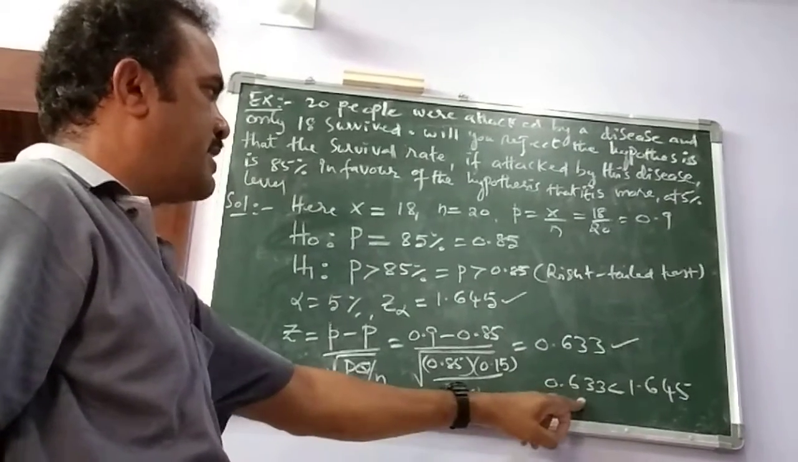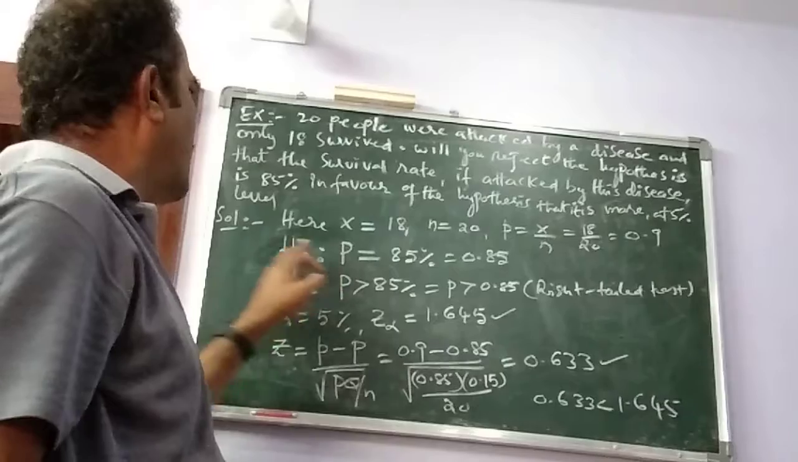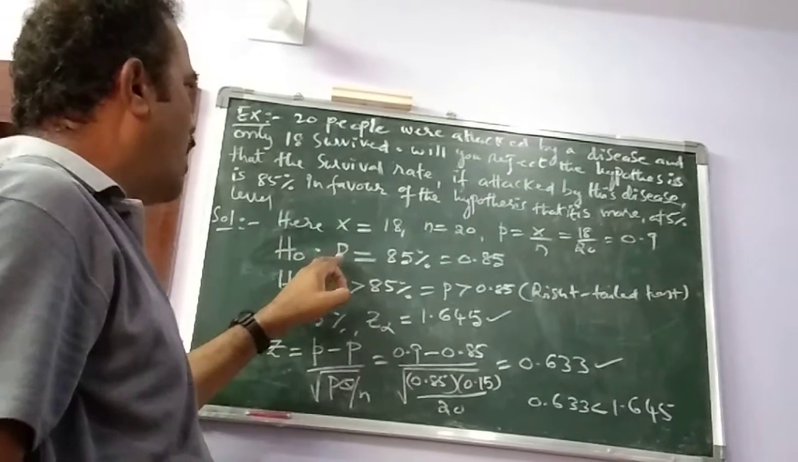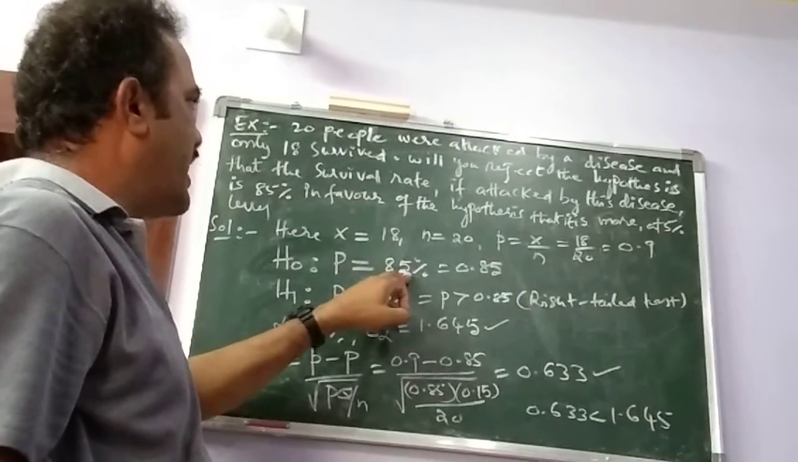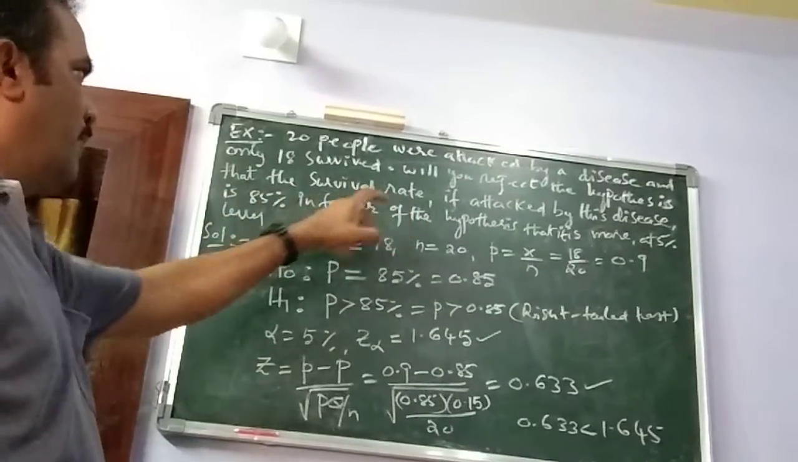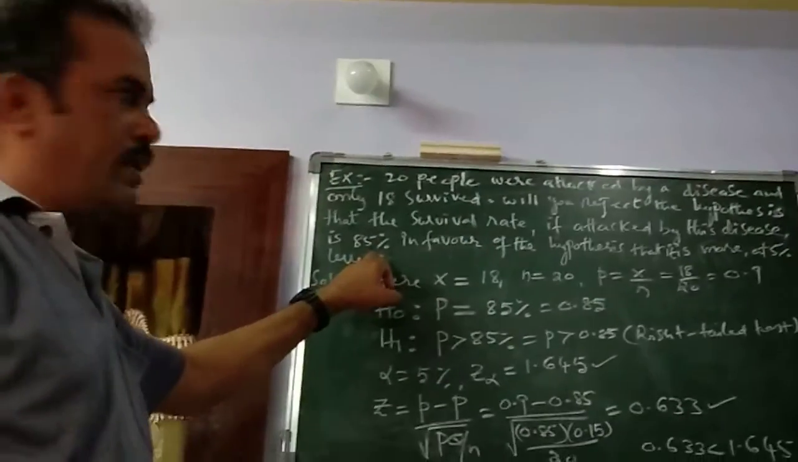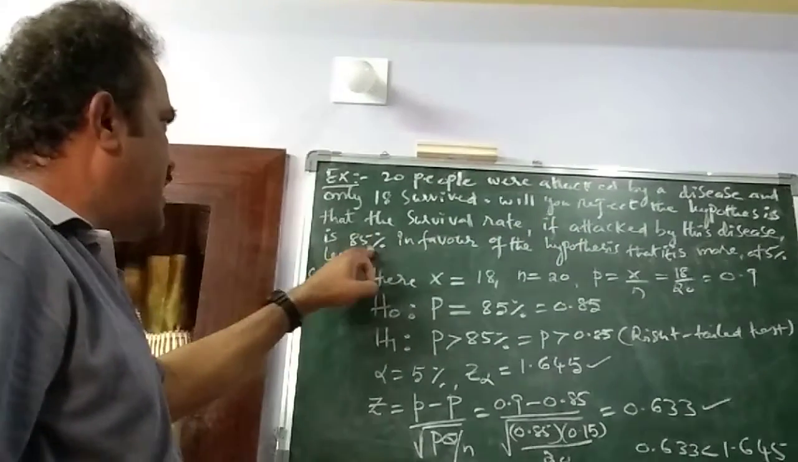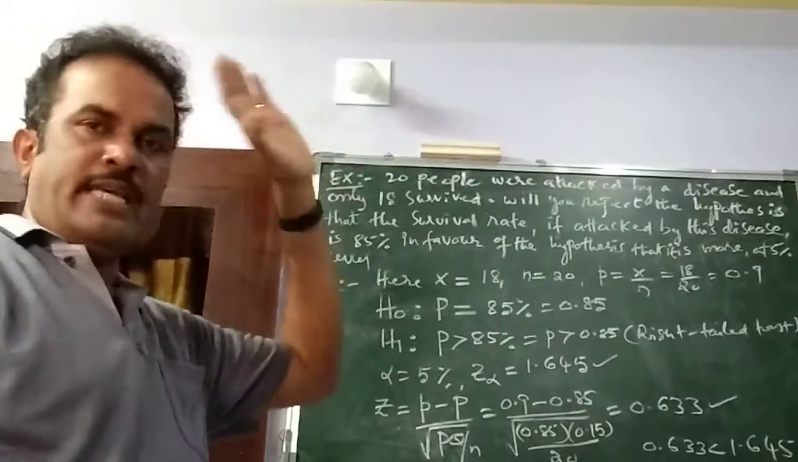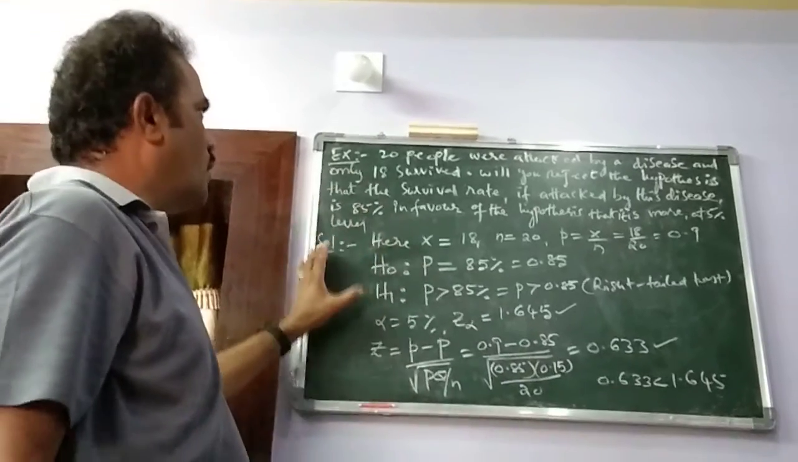So the null hypothesis is accepted, what is our conclusion? We may conclude that the null hypothesis that the population proportion equals 85% holds. So that means whatever the people said in favor of the hypothesis is correct. The attack by the disease, 85% in favor of the hypothesis, is correct. That is not a more value, that is the correct value. So this is the conclusion of this problem.